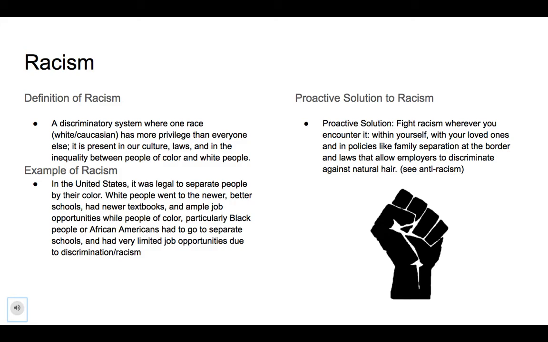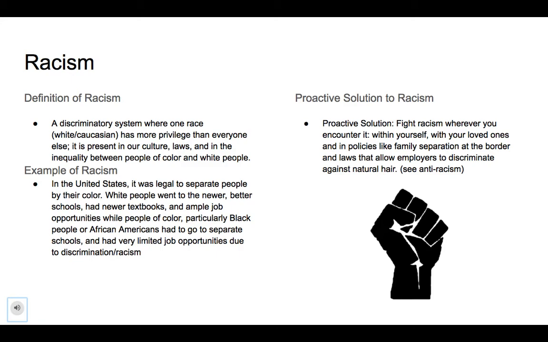An example is, and there's so many, so this is just one example, and I'm not meaning to ignore any other ones. In the United States, it was legal to separate people by their color or by their race. White people went to the newer, better schools, they had the newer textbooks, and they had a lot of job opportunities, while people of color, specifically black people or African Americans, were separated. They had to go to separate schools. They had very limited job opportunities, and that's due to the discrimination or the racism. And again, there's so many.